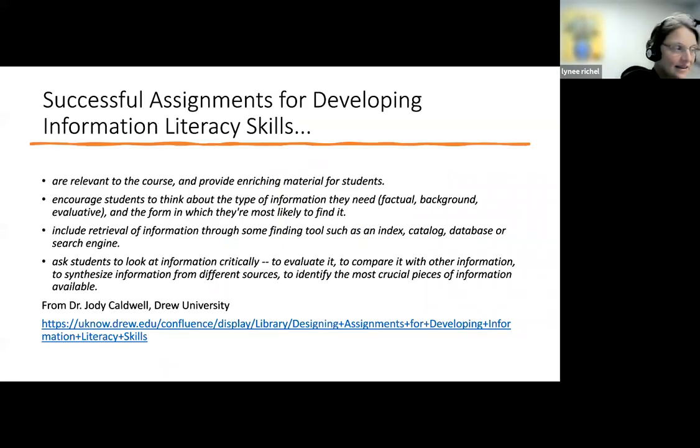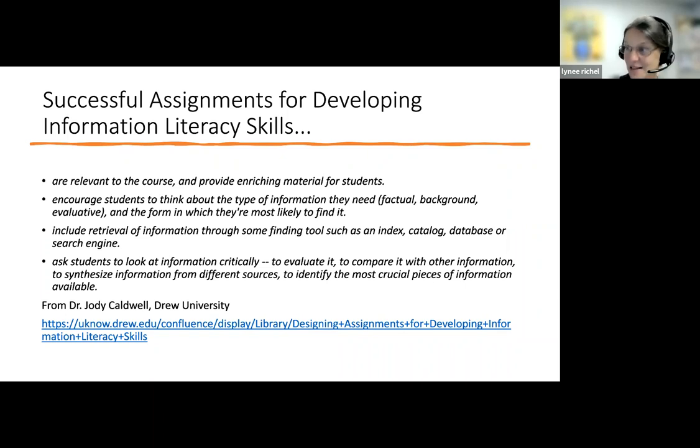Another scholar at Drew University, Dr. Jody Caldwell, who just retired from the library. She was the head of the Reference and User Services and Information Literacy Instruction Program at Drew, worked with faculty to promote guidelines for developing a successful information literacy assignment. So she recommended that the skills and that the assignment promote, have material or assignments relevant to the course, that they encourage students to think about the type of information that they're using.